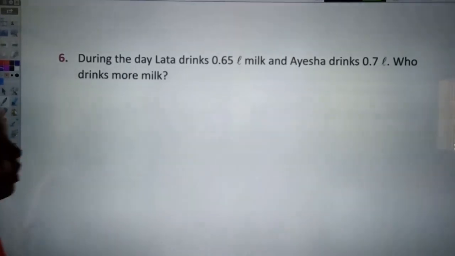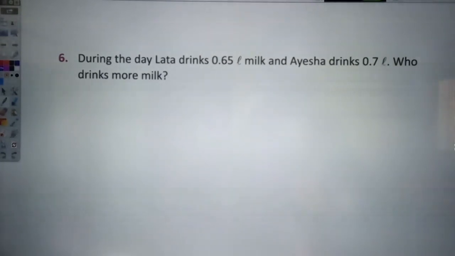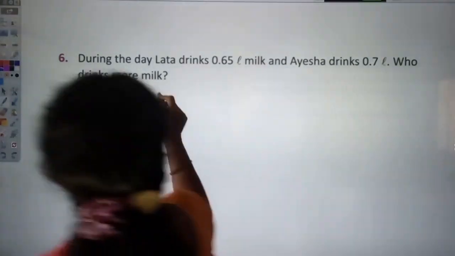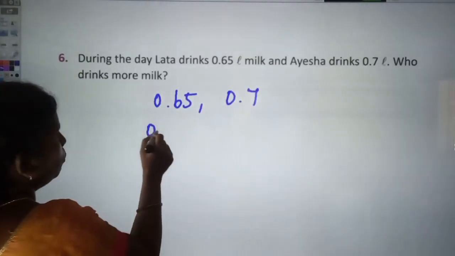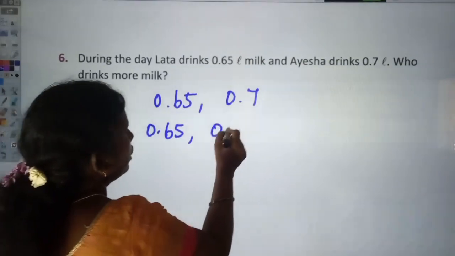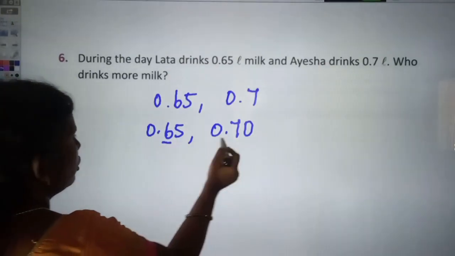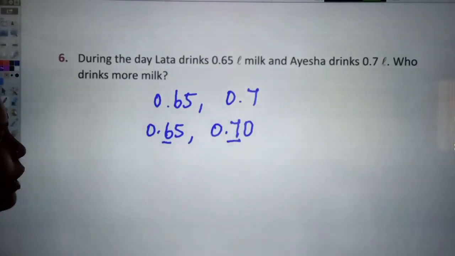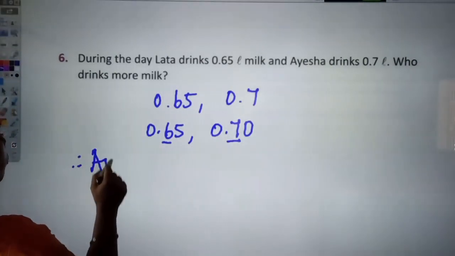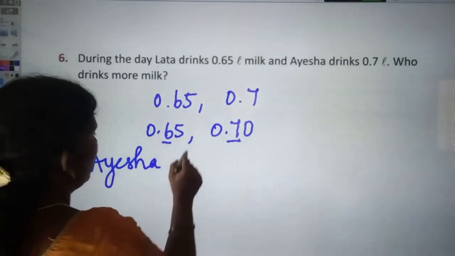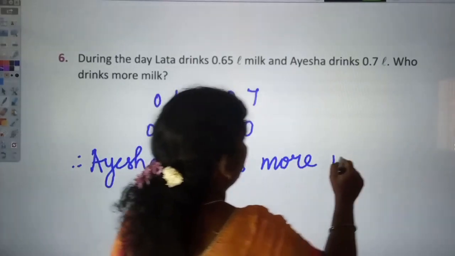In a day, Lata drinks 0.65 liter milk and Aisha drinks 0.7 liter. Who drinks more milk? See, first we have to convert the given numbers into like decimals. So 0.65 stays, and the other number becomes 0.70. By seeing this itself we can say, in the tenths place, which is the greater number? 0.70 is the greatest one. Therefore, Aisha drinks more milk. By comparing only, we can say who drinks more milk.